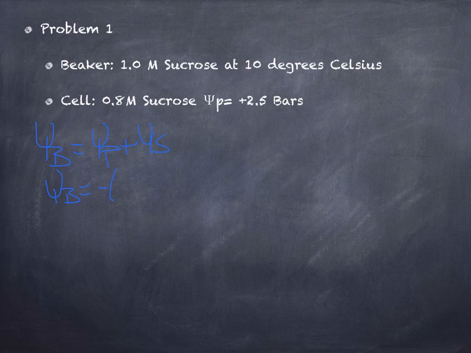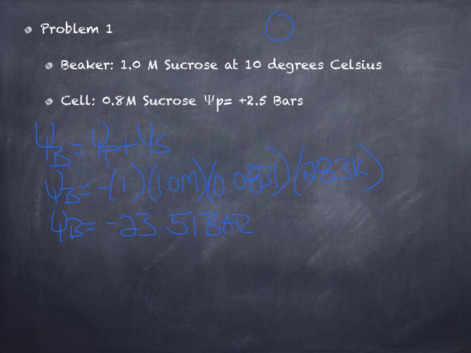So for sucrose, that's 1, times C, which is the concentration, so 1 molar, times R, which is our constant, in bar liter per mole Kelvin. I'm not going to write it out here because then I'll run out of room. And then our degrees in Kelvin. So 273 plus Celsius is your degrees in Kelvin. So we're going to be at 283 Kelvin. So our water potential for our beaker, water potential B, is then negative 23.51 bars.